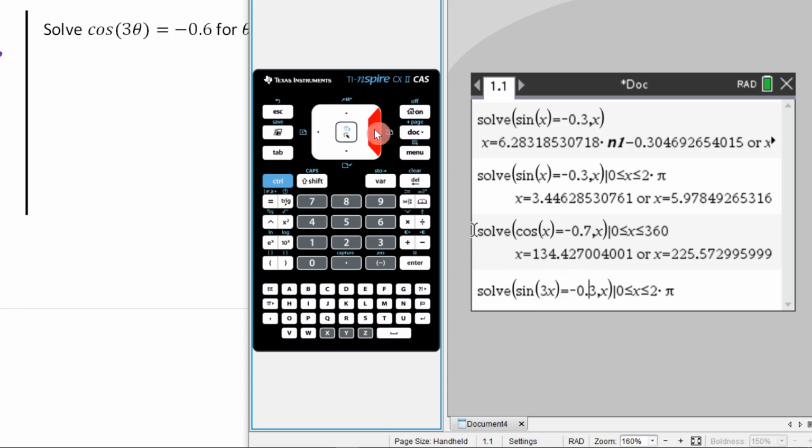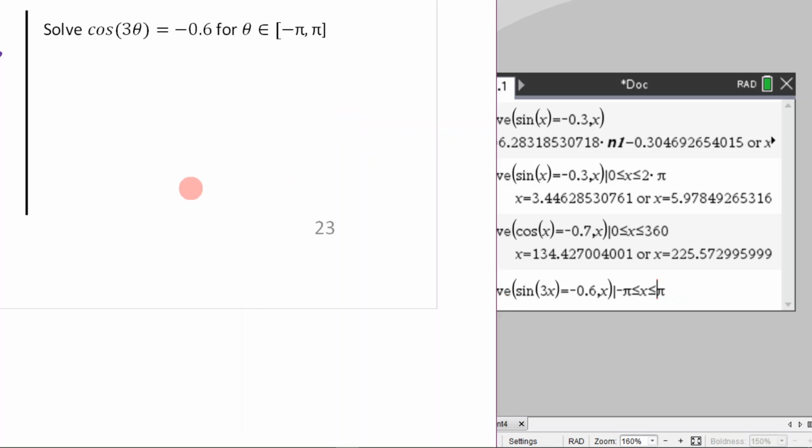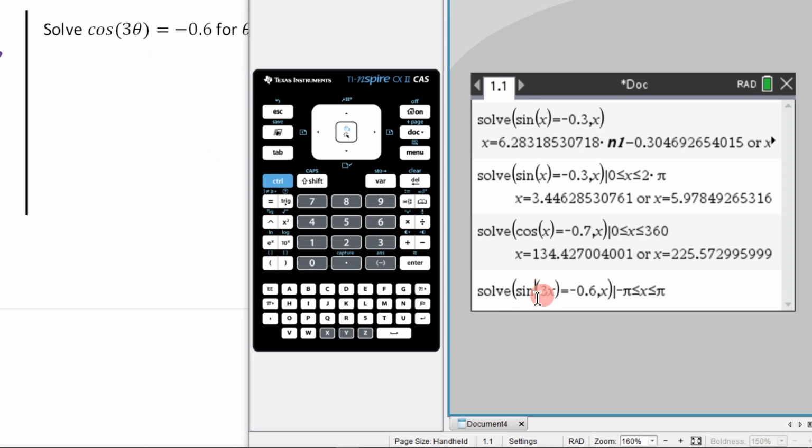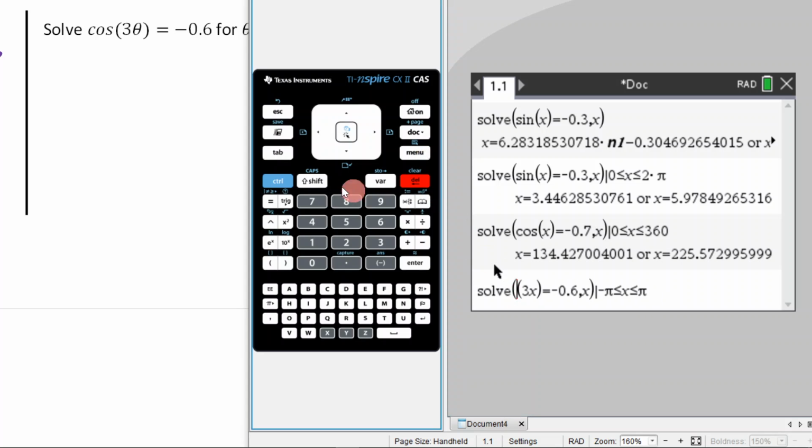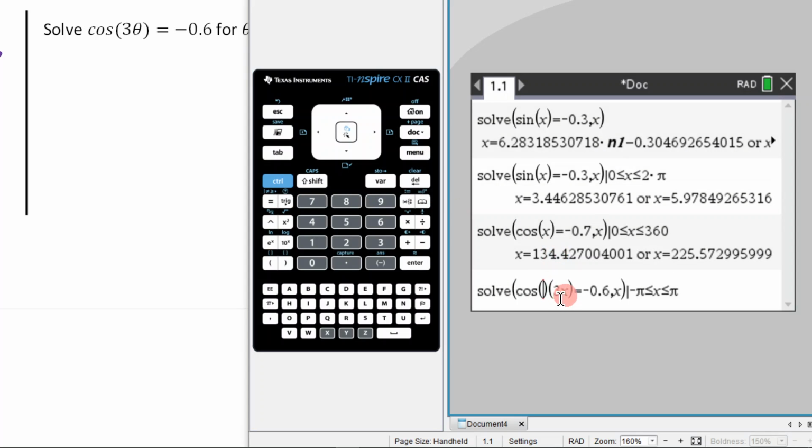Then we'll come over here, change this 3 to a 6. And then my domain is negative pi to pi. So I would come here, I would get rid of that. I would go pi. Oh, that needs to be negative pi. Perfect. Then just double check that you've written it correctly. Oh, I didn't get that correct, did I? So whether or not this was quicker, I don't know. So cos of 3x is equal to negative 0.6. Between that and that, we hit enter.